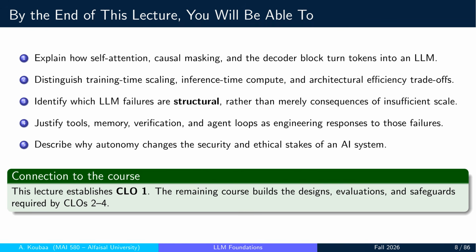That third outcome is the hardest, and it is the purpose of the entire second half. Fourth, justify tools, memory, verification, and agent loops as engineering responses to those failures. Fifth, describe why autonomy changes the security and ethical stakes of an AI system.